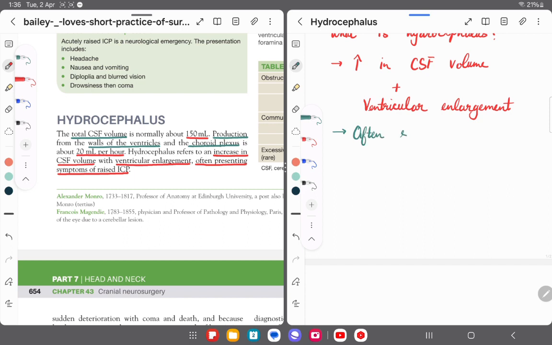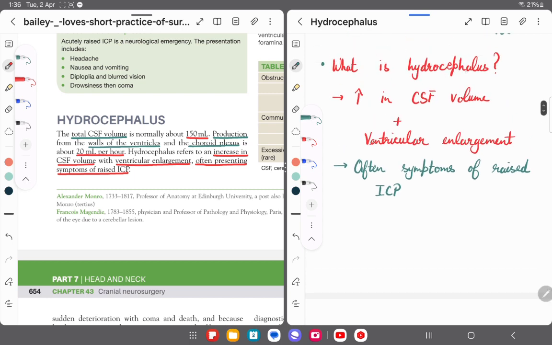Often symptoms of raised intracranial pressure. So it is not the rule, but it often presents itself with hydrocephalus. So what is hydrocephalus? It is an increase in CSF volume with ventricular enlargement, which often presents with symptoms of raised ICP.